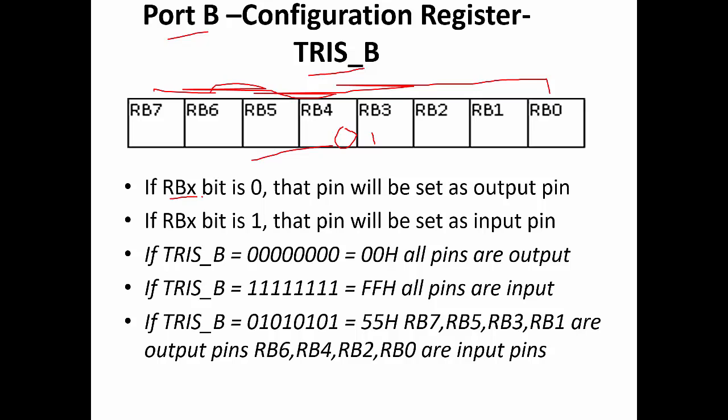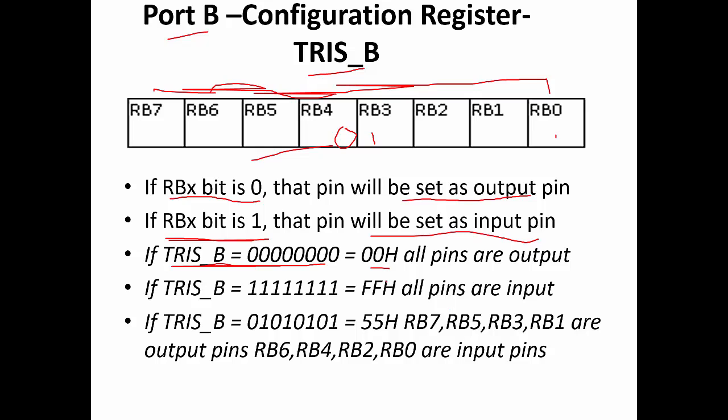If the RBx bit is 0, then that bit will be set as output. That is, if all 8 bits are set as 0, all 8 bits are assigned as output pins. Similarly, if the particular RBx bit is 1, then the pin will be set as an input pin. If all the bits are configured as 1, then all are considered as inputs. So for example, TRIS B equal to 0, 0, 0, 0, 0, 0, 0, 0 has the hexadecimal value 00H, so all pins are acting as output. For TRIS B, if I assign 1 on all bits, the hexadecimal value is FFH and all pins are considered as input.